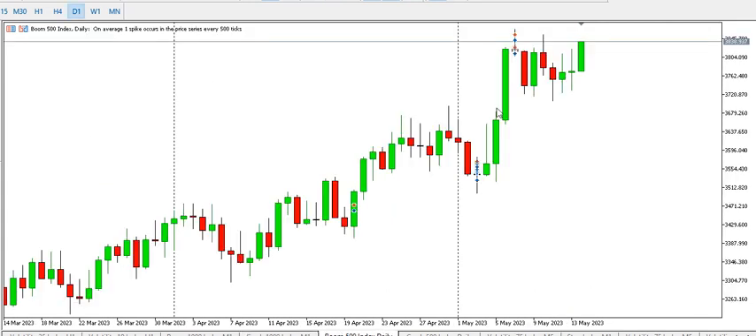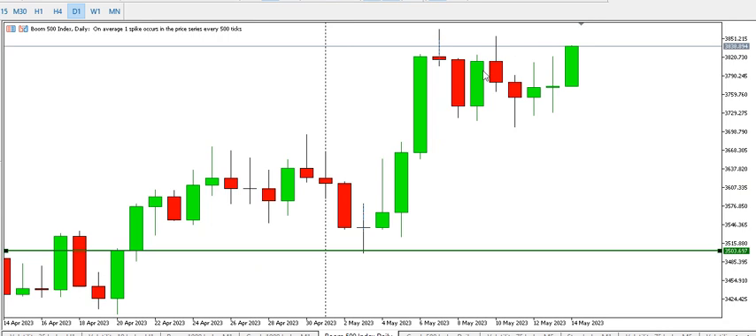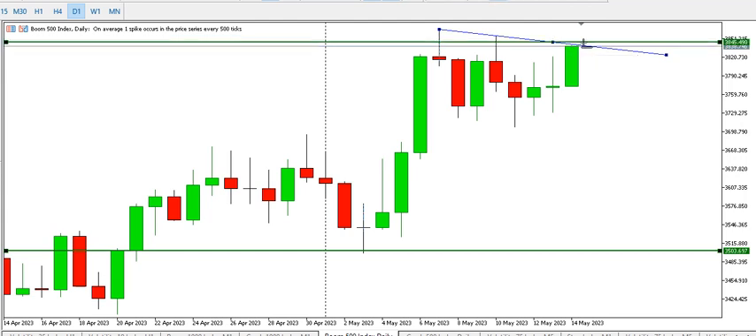Let's look at Boom 500. Boom 500 price is currently booming and going up. Price is already poking into the resistance area. Let's look at what has happened. Price is already at the descending trend line. If price breaks above this point, you might see it heading for the top.